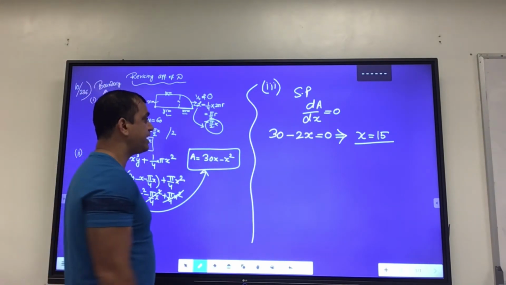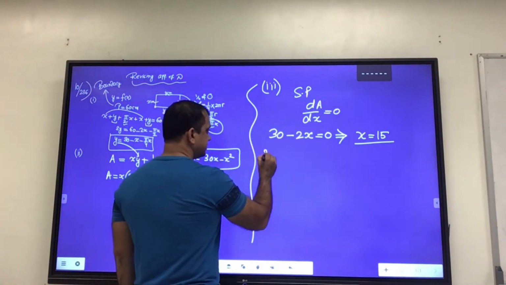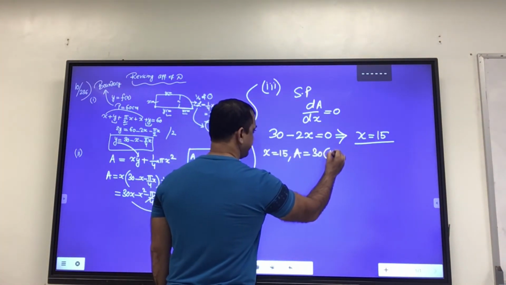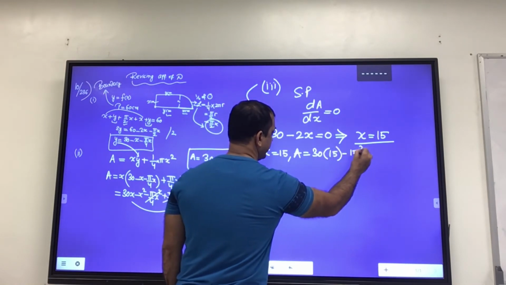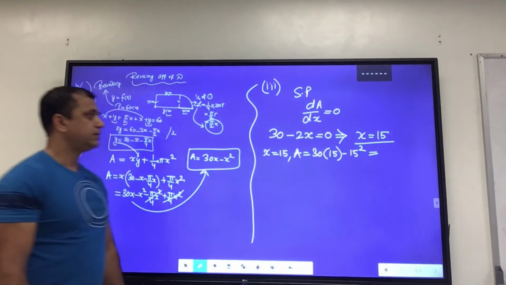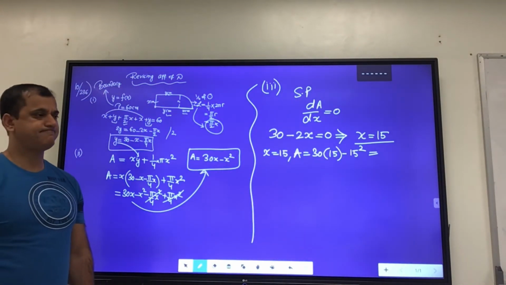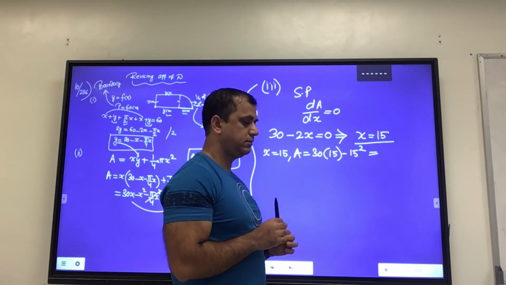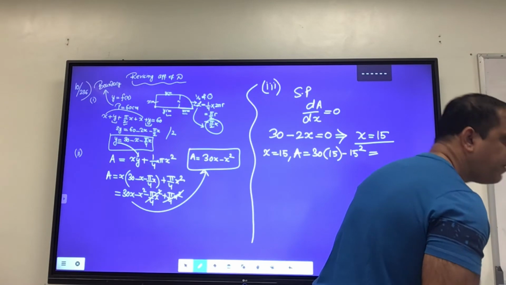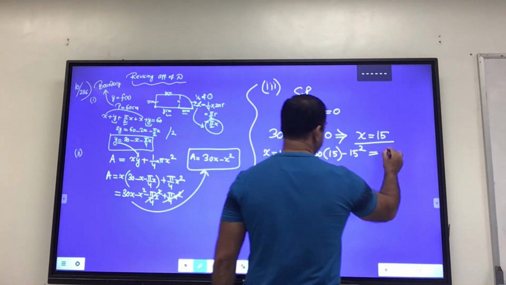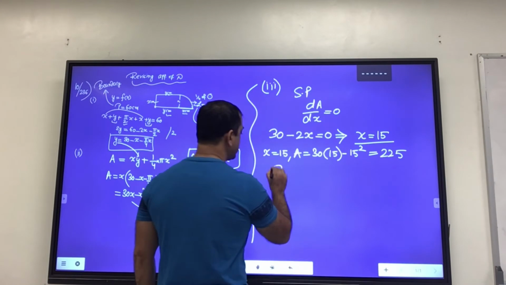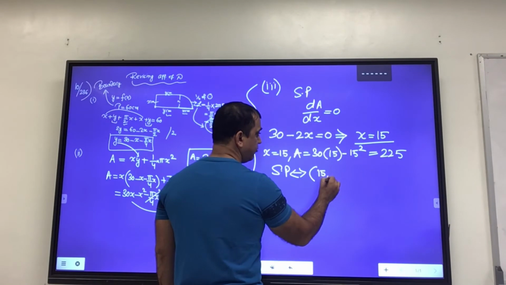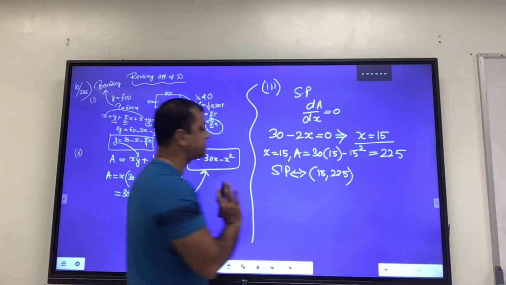Okay. So, right guys, plug in x equal to 15. Take x equal to 15. What you get? A equal to, calculator, 30 times 15 minus 15 squared is equal to 225. Confirm, double confirm. So this is 225 guys, 225. So I got stationary point, only one point, okay? Only one point is stationary point. X is 15, A is 225. So this part is done.